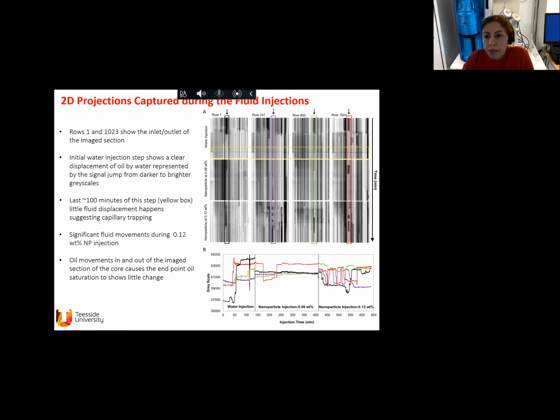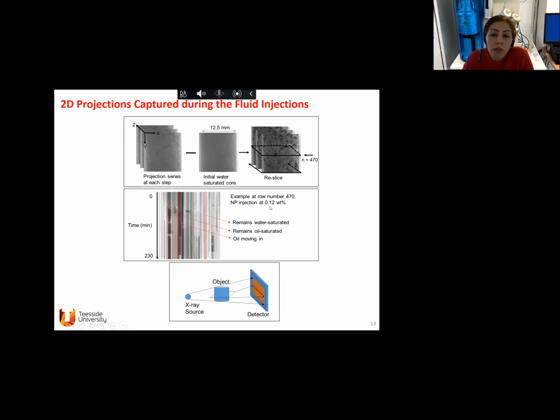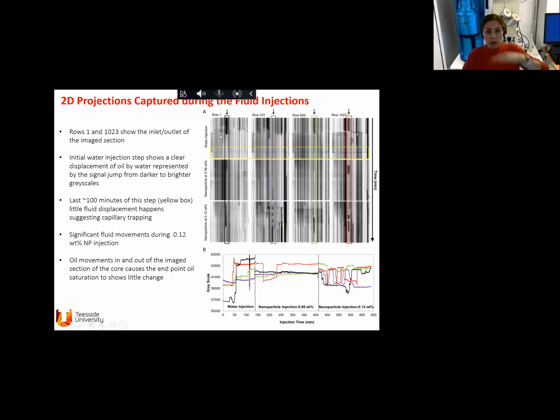If you do that, this might look a little bit busy, but I'm hopefully going to explain it in a simple way. What we have here is a re-sliced image. Each one of these is a re-sliced image of a row. Just imagine a row on the detector. This is the beginning of the core, the inlet phase. The last one is the outlet phase, and these two middle ones are two rows in the middle of the detector. And what you can see is that you have these different injection steps.